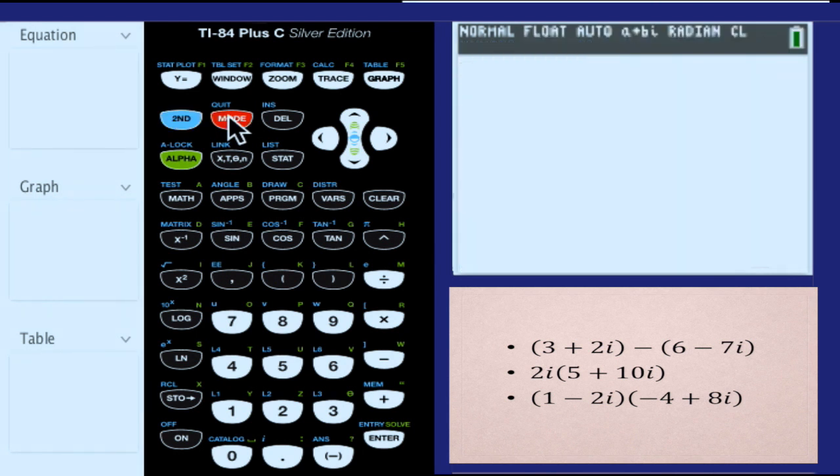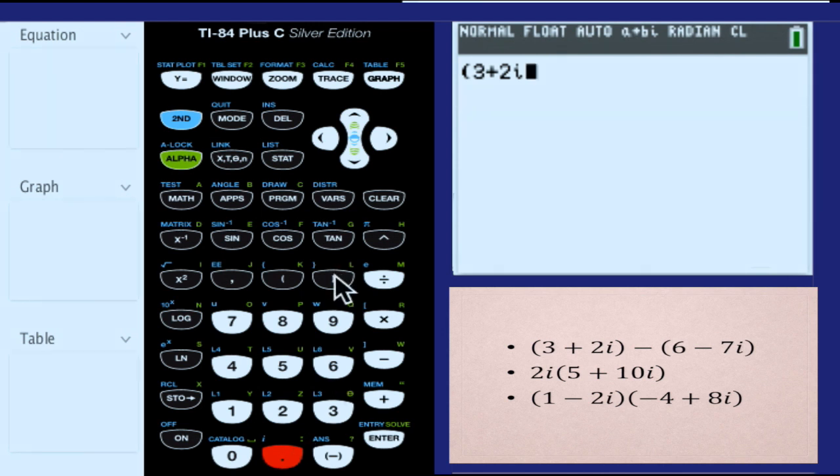Now we're ready to plug in our first equation. We want to subtract two complex numbers. So we're going to press parentheses. All we do is type it in like we see it. Parentheses 3 plus 2, and now there is an i button on the calculator. It's in blue right here above the decimal point. Because it's in blue, it's that second function. We color code this, so we press the blue button, which is the second function, and then the decimal point, and then an i will type onto our calculator.